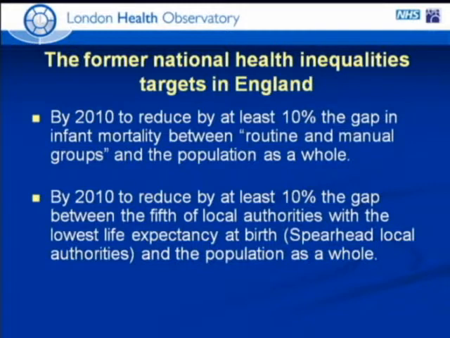So this is just a reminder of the targets, because I'm going to move on to talk about the infant mortality tool now. The infant mortality target was to reduce the gap in infant mortality between the routine and manual groups, which is babies with fathers in routine and manual occupations, and the population as a whole.